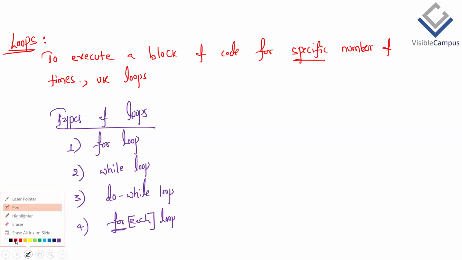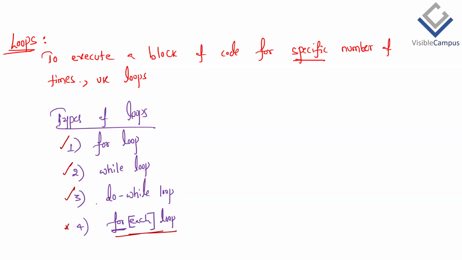At this point, we will discuss for, while, and do while. The for each loop is discussed later because it is not meant for direct use. It will be useful when there is a group of elements. So once we move to other concepts, wherever it is required, that's where I'll discuss the for each loop syntax, not exclusively in the loops concept.